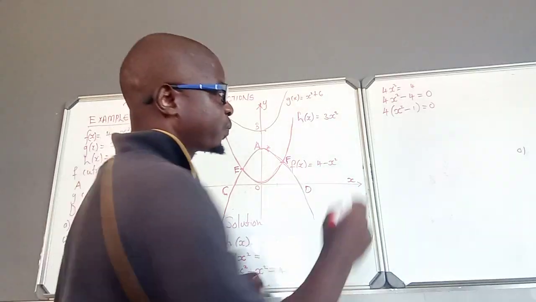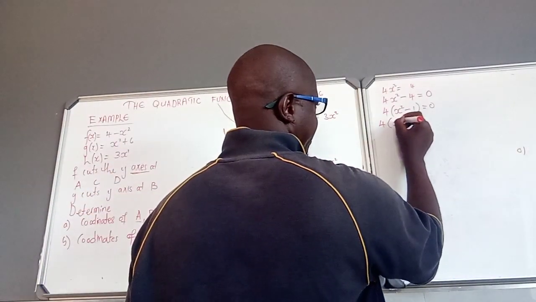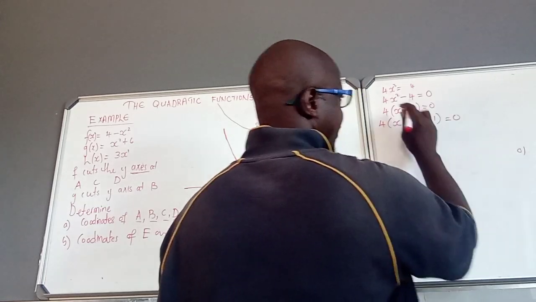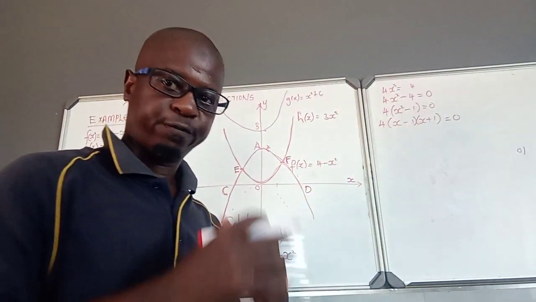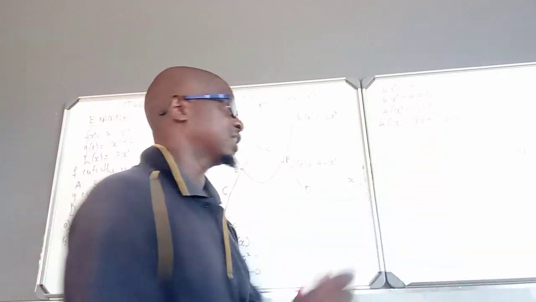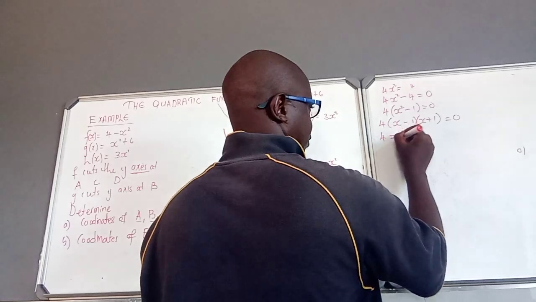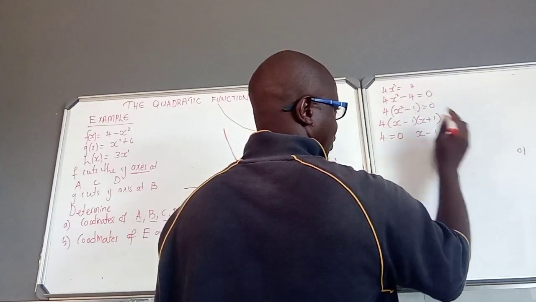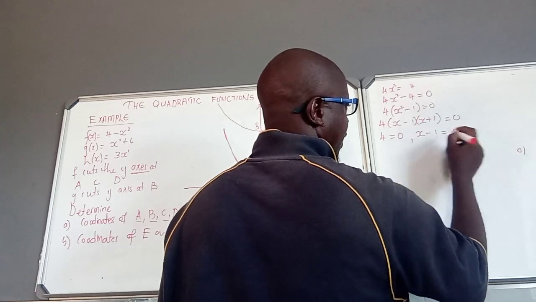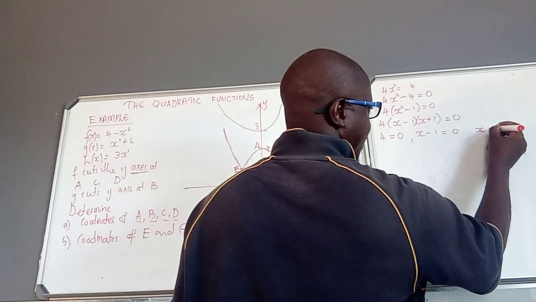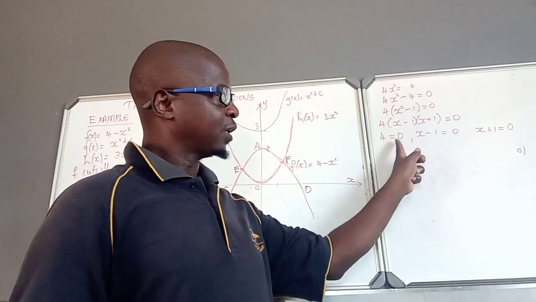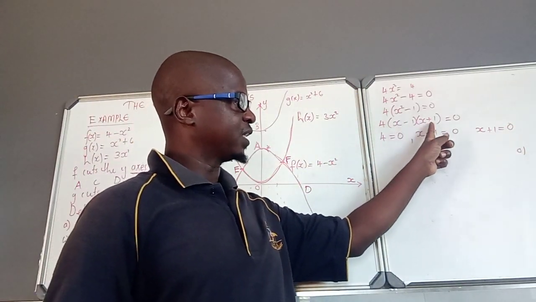What does this mean? It means that we can further simplify this bracket, and this bracket here is a difference of two squares. What does this mean when we have an equation like this? It means that this 4 is equal to 0, x minus 1 is also equal to 0, and this one, x plus 1, is also equal to 0. So I've got 3 terms.